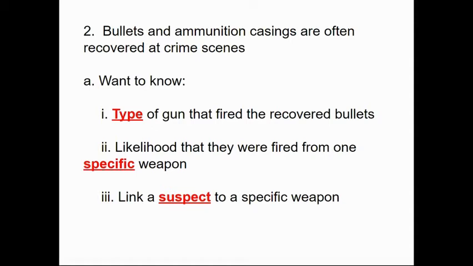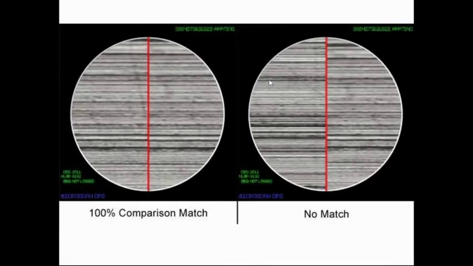What's the likelihood that they were fired from a specific weapon? So, can we figure out the make and model of that weapon? Can we link the suspect to that specific weapon? These are going to be important things to know. So one way we could do that is, again, comparison microscopy. Here on the left, we see a match between two different bullets, and here on the right, we see that these two do not match.